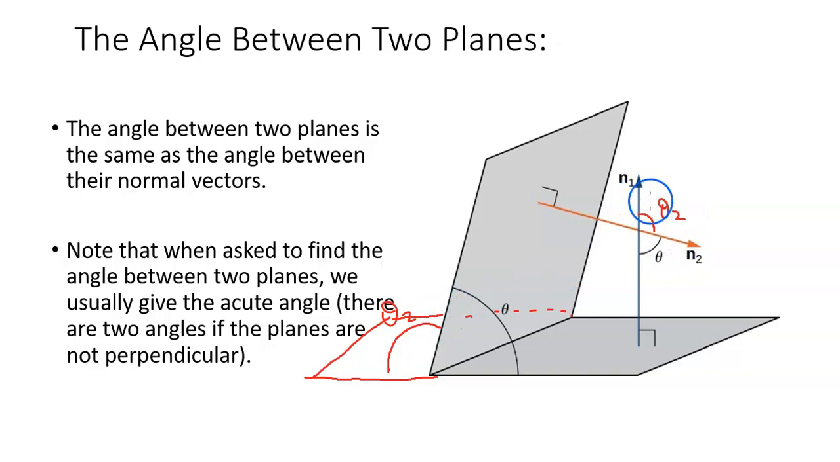Now this is still an angle between the two normal vectors, but usually when we're asked to find the angle between two planes, we give the acute angle. There are two angles if the planes are not perpendicular. So, in summary, finding the angle between two planes is the same as finding the angles between the two normal vectors using the dot product and just giving the acute angle.